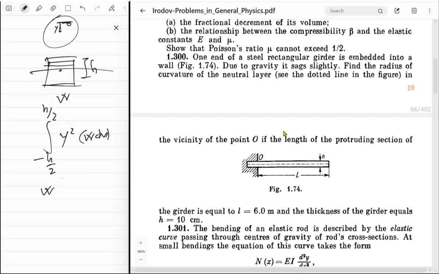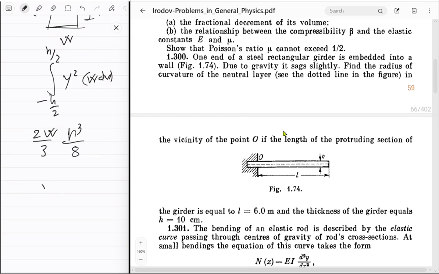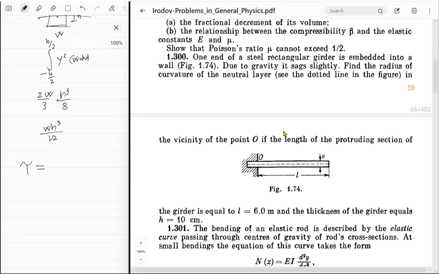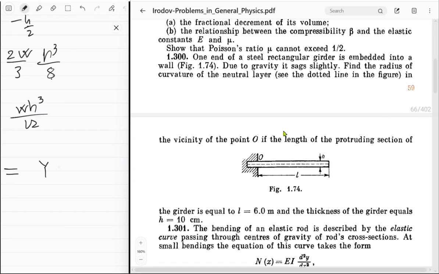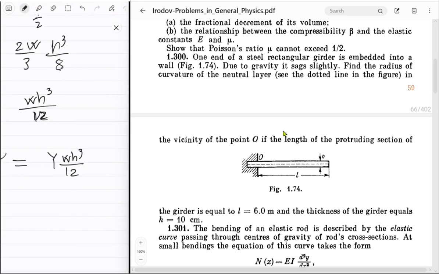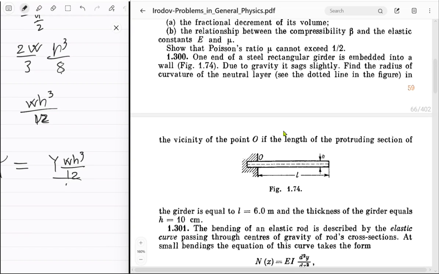It's like W h cube upon 3, but 2 times of that. So 2 upon 3, and then you got h upon 2 cubed, like y cubed, sorry. So h upon 2 cubed, which is just h cube upon 8. So this will just be W h cube upon 4 times 3, so 12, right? That's what this value is. So you can write this equation once again. Tau is equal to the Young's modulus we know, times IA, which is W h cube upon 12, upon R. So that's the thing.